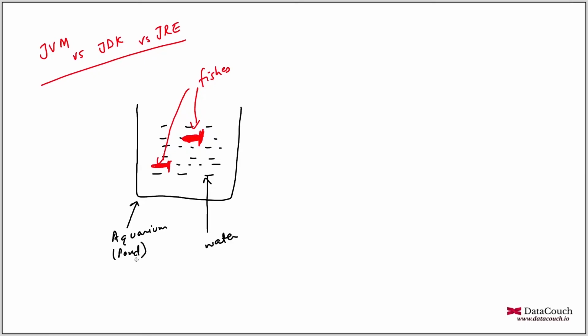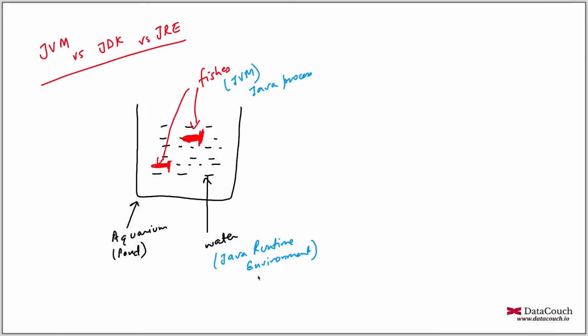Now in this aquarium we have water, and let's say water is the Java runtime environment. Fish is like a JVM, Java virtual machine. So the Java virtual machine is running in water, like it's there in the water. So it's a Java process running in the Java runtime environment.